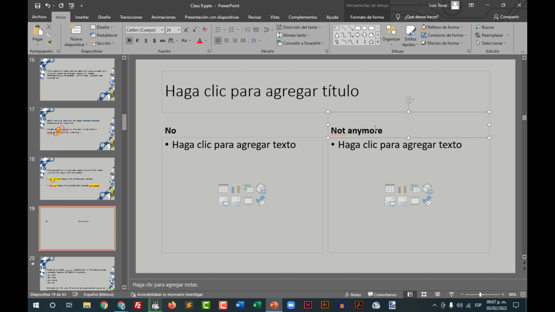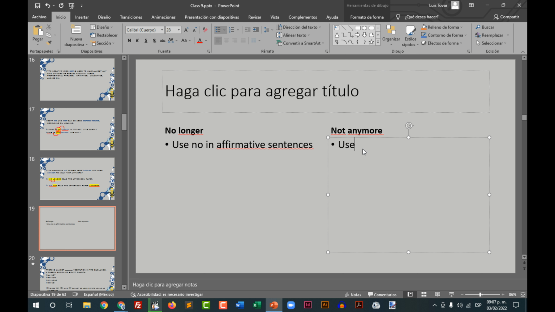The point here is that when you use no, you're going to use no in an affirmative sentence. Or well, in this case, let's say no longer. And we use not anymore, obviously we have the word not, so it's used in negative sentences. So if I have, for example, I don't work anymore. Okay, good. So here we have the word not, in conjunction with do. Okay, and we have the word anymore.